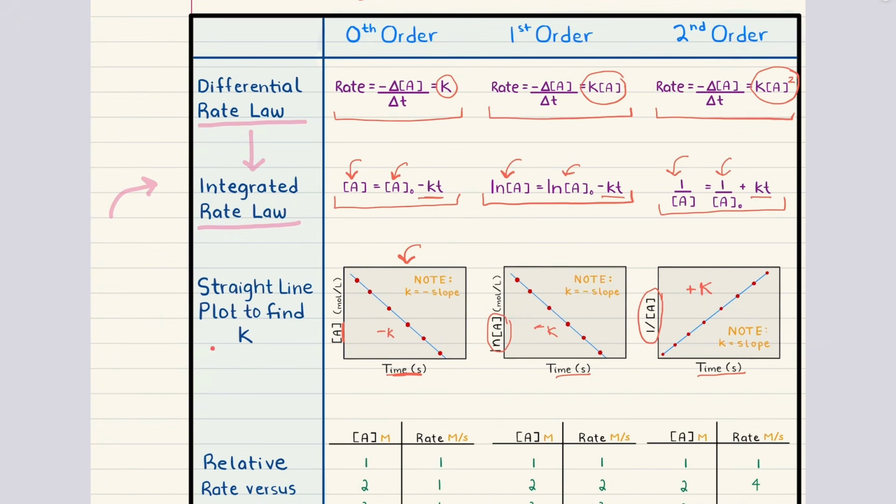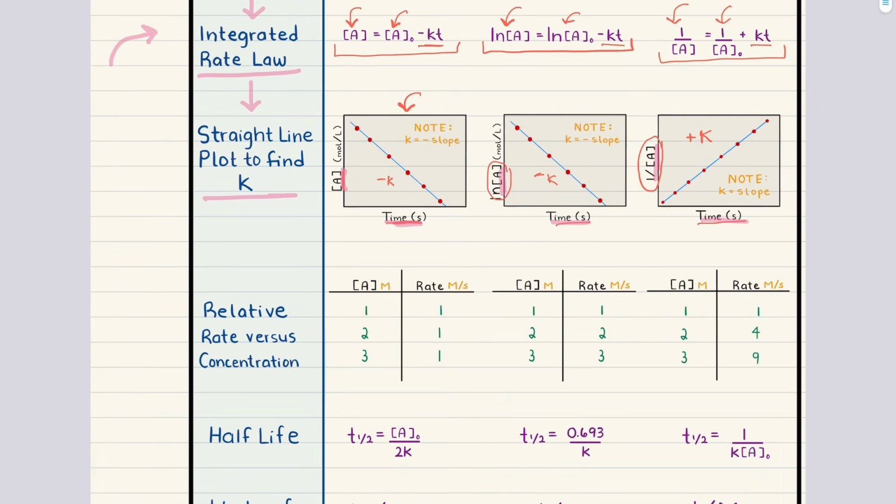These straight line plots are powerful because each reaction order becomes linear only when the correct transformation is used. So choosing the right axes immediately reveals the order of the reaction. We also talked about how the rate responds when we change the concentration. So for instance, in a zero-order reaction, the rate stays the same no matter how much reactant you add. In a first-order reaction, the rate changes in direct proportion to concentration. So if you double the concentration, you double the rate.